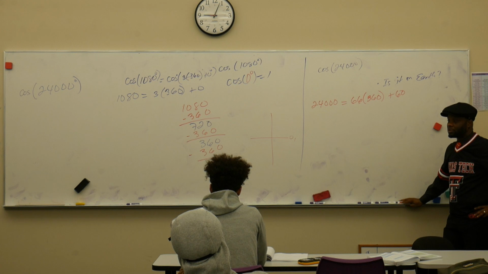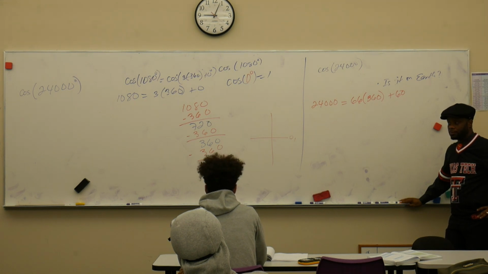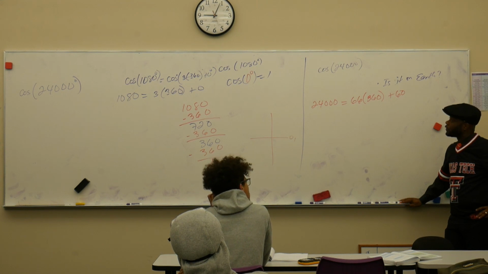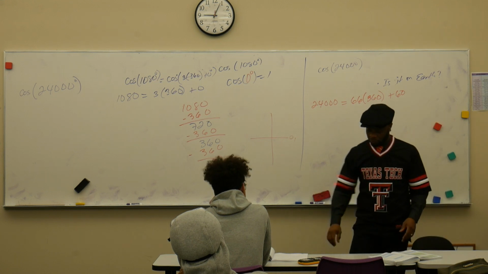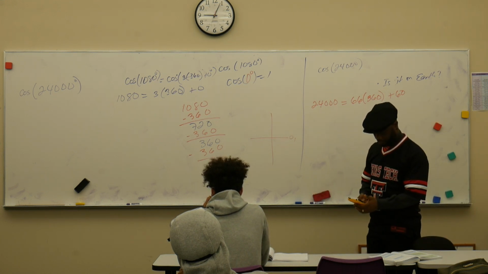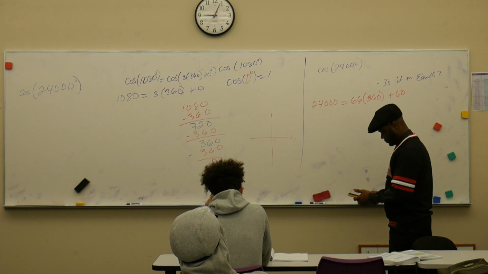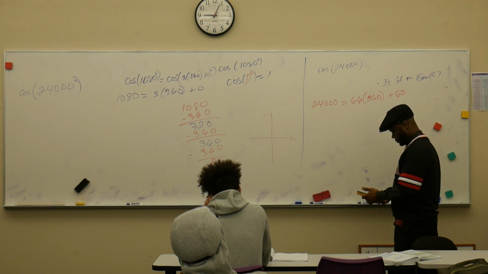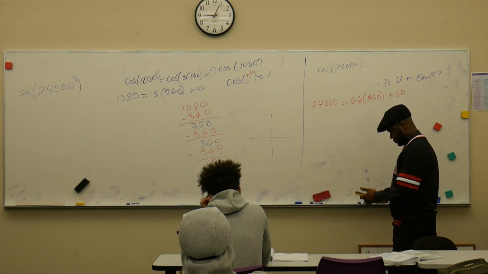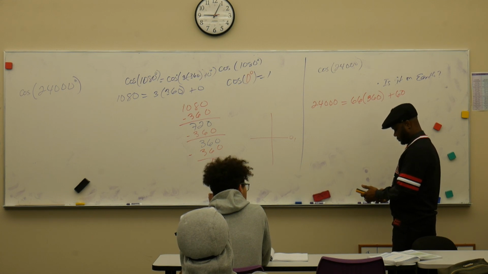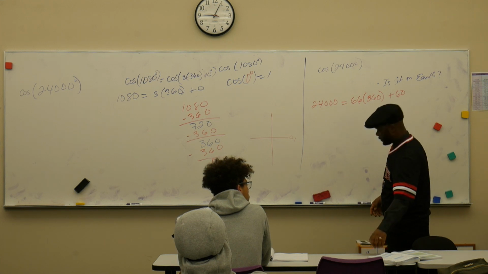Do 66 times 360. 23,760. Do plus 60. 23,800. Oh, it's not 24,000? Let me show you something. Is that 120? All right, then try 120. Oh, 240 is the number.